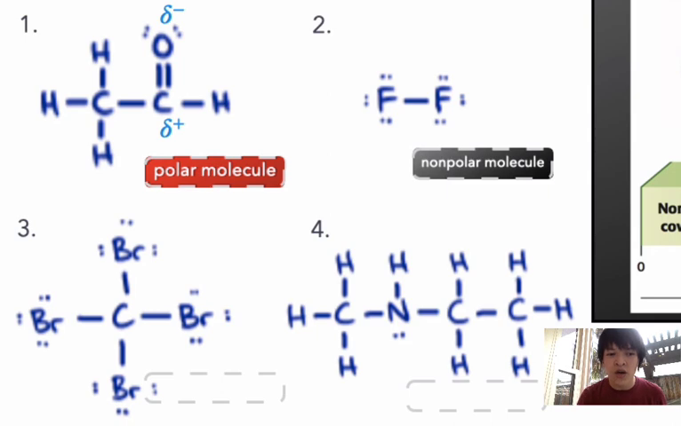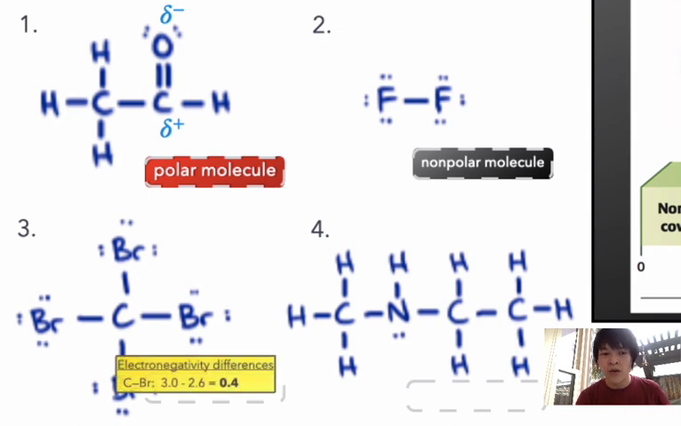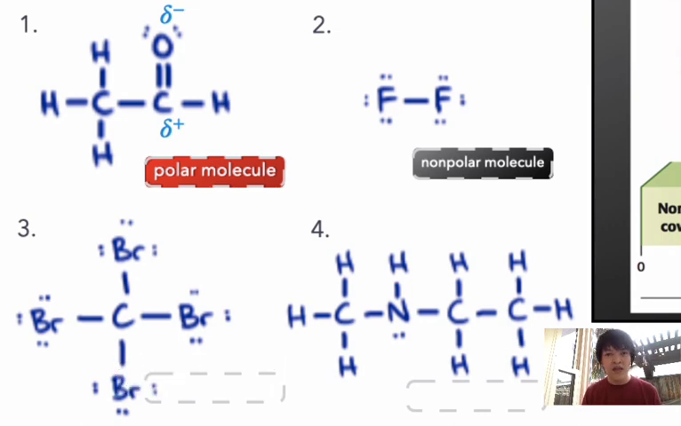For our third molecule, we have 4 bonds, but they're all the same. There's a carbon-bromine bond. Now, the electronegativity difference value between carbon and bromine is 0.4. And that means that all of these bonds are nonpolar covalent. We don't have any separation of charge for any of these bonds. So that makes the entire molecule nonpolar. Okay, it has no charge.